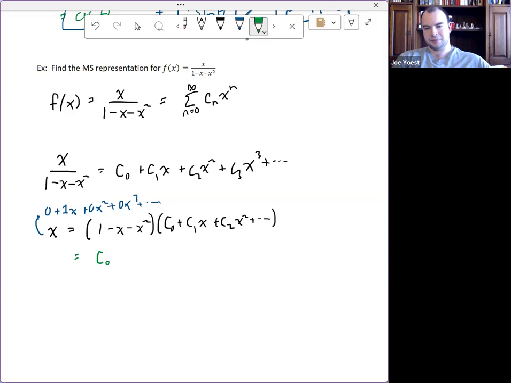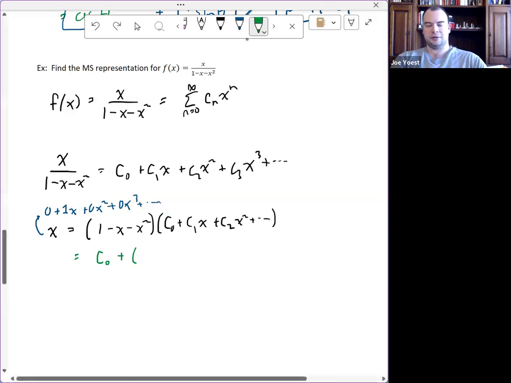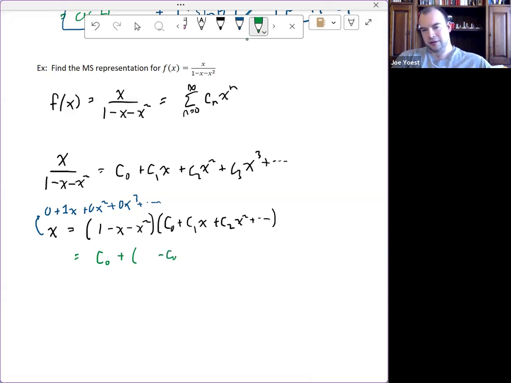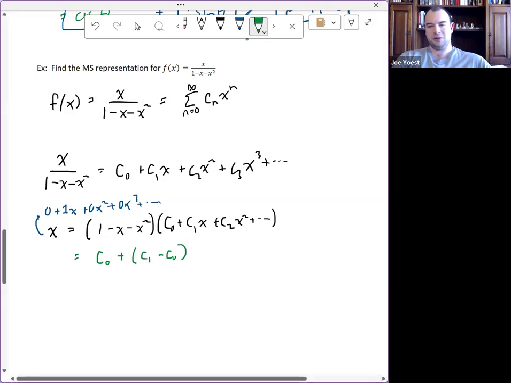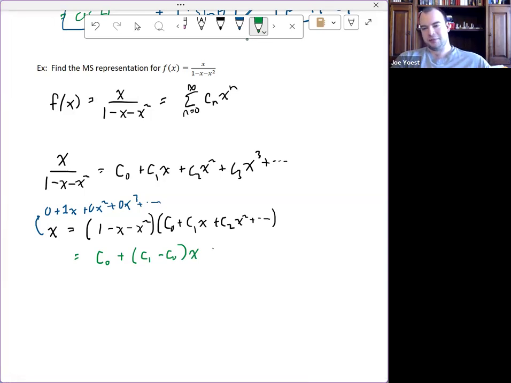What about a linear term? Well, I can get a linear term if I have C naught times negative x, so I have negative C naught. Or I can get a linear term if I have C1x times 1. So that's positive C1x. What about a quadratic term? What's going to multiply x squared? Well, that's a 1 times C2, a minus x times C1x, and a minus x squared times C naught.